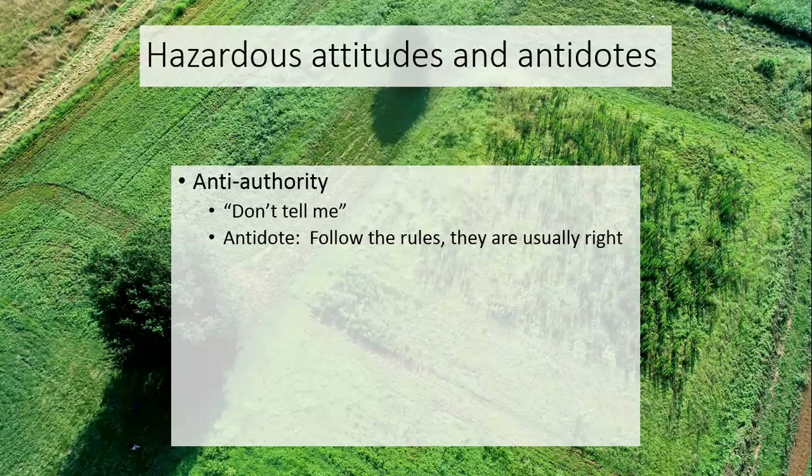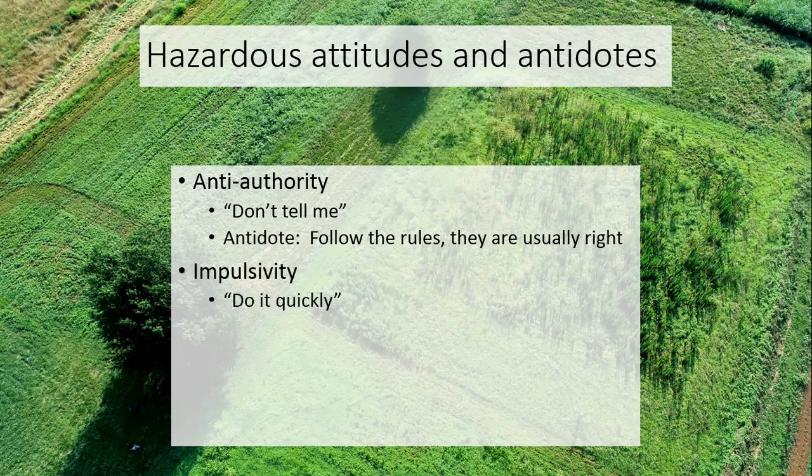So now there are some different hazardous attitudes that folks need to be aware of. The first one is anti-authority. The example is when somebody's saying something like, "Don't tell me what to do." And the antidote to that is to follow the rules.